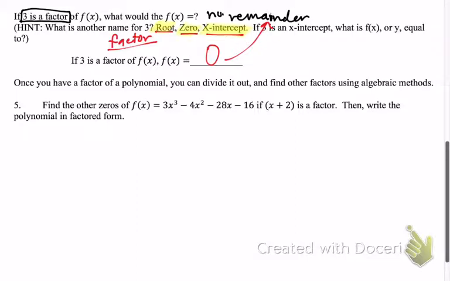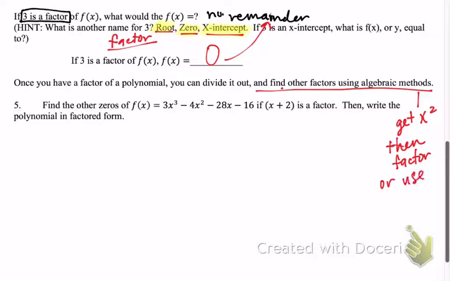So you can divide it out and find the other factors using algebraic methods. Basically what you want to do is divide out so that you get an x squared, and then you can factor, or use the quadratic method, the quadratic formula. So we're going to find the other zeros.